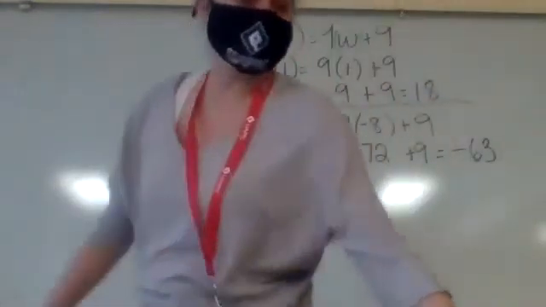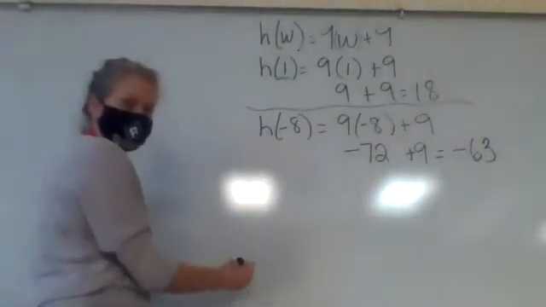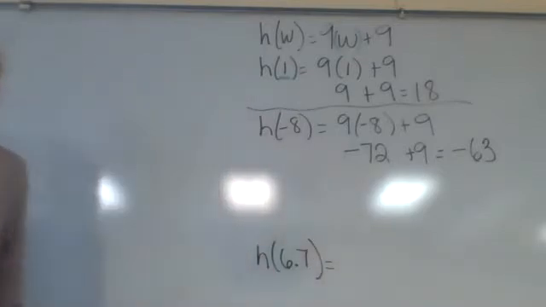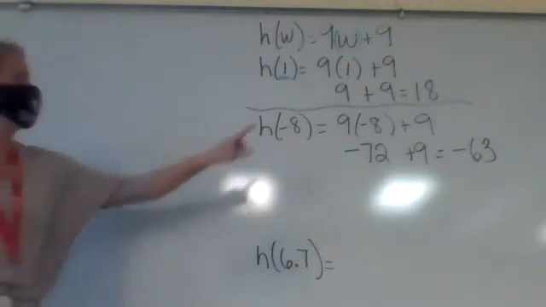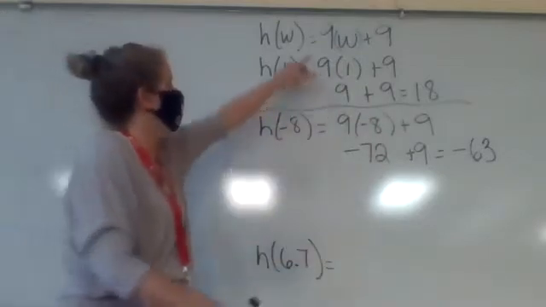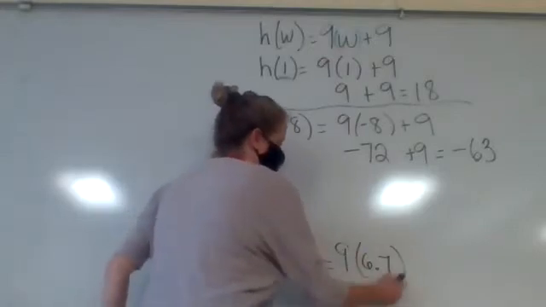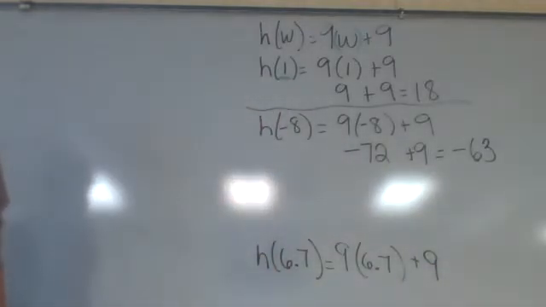Here's another reason that we have calculators. The last part of this one says to find h of 6.7. So again, doesn't matter what's in here. That's what you're putting in place of this w. So I have 9 times, I'm replacing the w with 6.7. Bring down my plus 9. And then do the math.